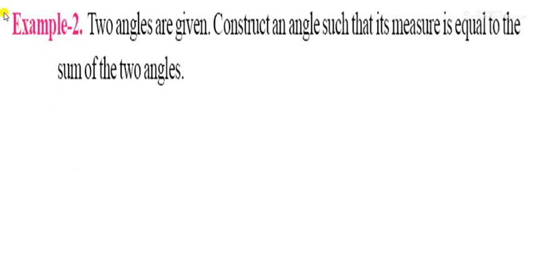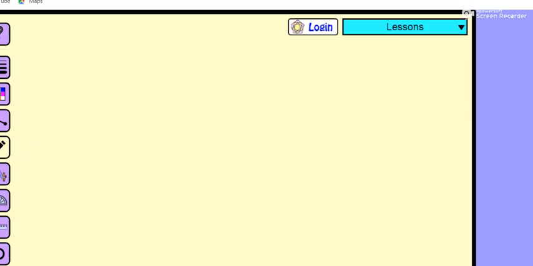Yes, it is your example 2. In this example, two angles are given. Construct an angle which is equal to the sum of these two angles. एक angle form करना है which is equal to the sum of these two angles. इन दोनों angles के sum के equal हो. So how can we construct this one? Let us see. First of all, make two angles whose measures we don't know.